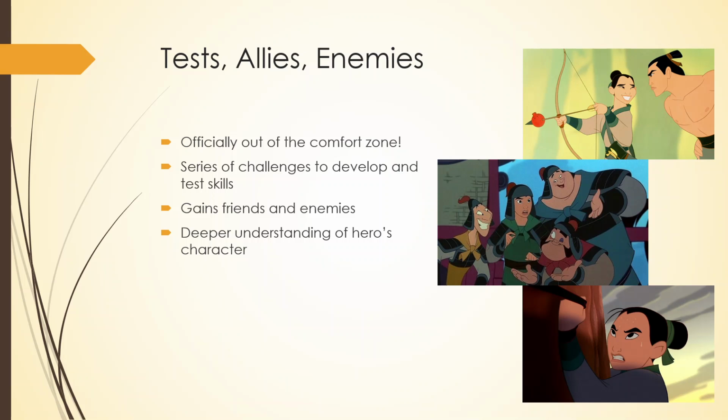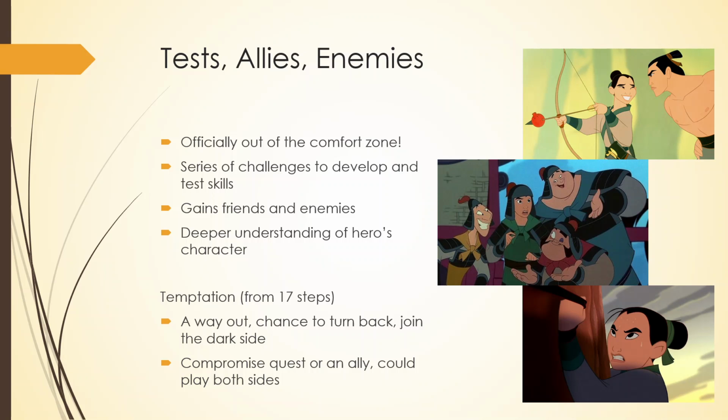Now, I just want to touch on the temptation step because it's a favorite of mine. During this stage of the story, the hero might come up against a way out, a chance to turn back or maybe even join the dark side. They could have an opportunity to compromise the quest or an ally for their own gain. That makes a juicy conflict of interest, especially if your hero can work it out to suit their journey, like playing both sides. Whatever happens, it'll show your audience that your hero isn't infallible. They're still human.